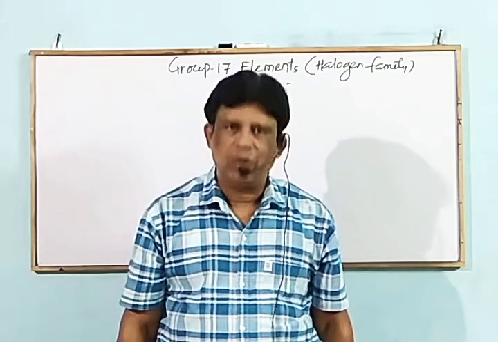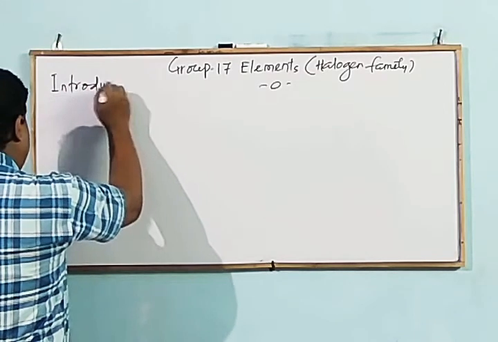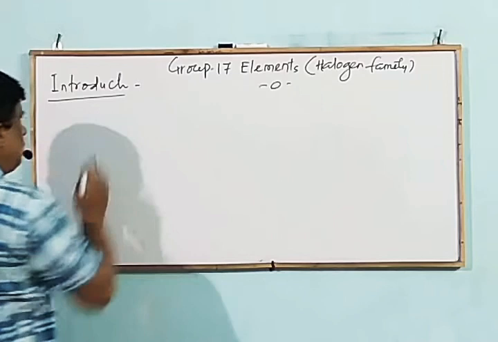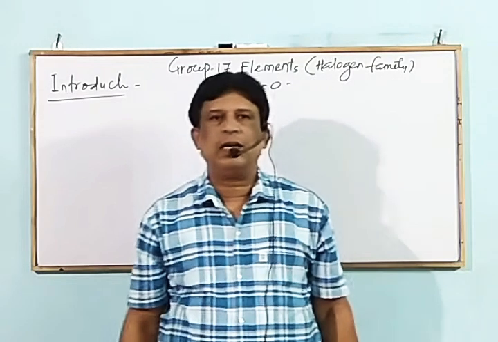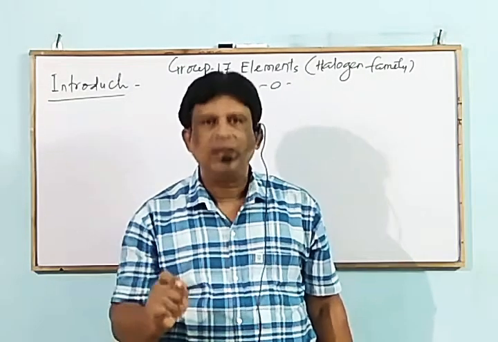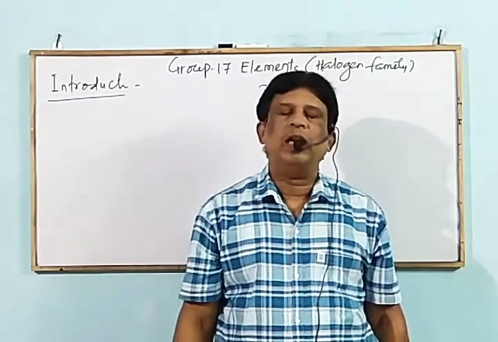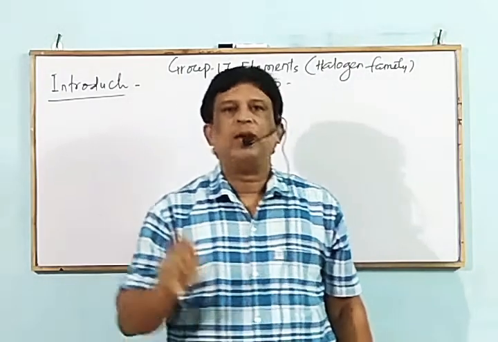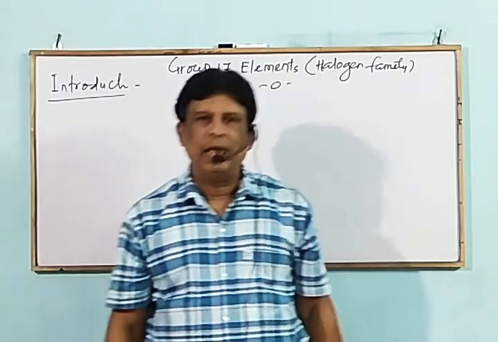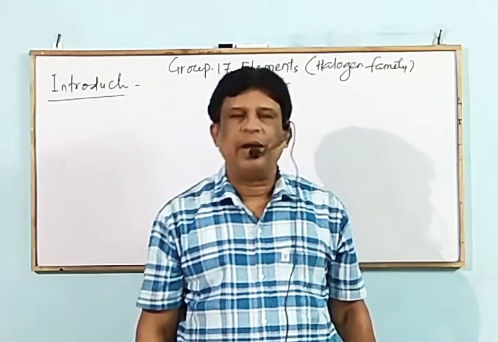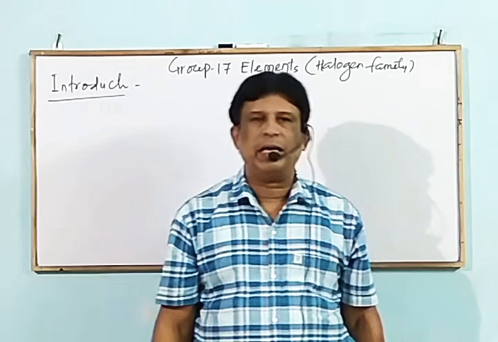First one is introduction. That means there are 5 elements known as fluorine, chlorine, bromine, iodine and astatine. I repeat again. The elements chlorine, bromine, iodine and astatine constitute a family, that is group 17 or VIIA of the periodic table.